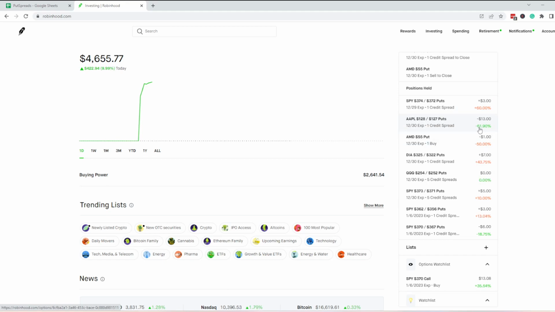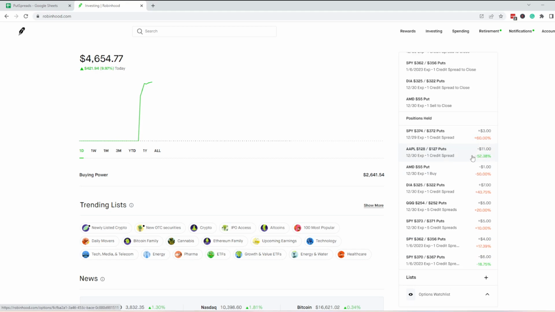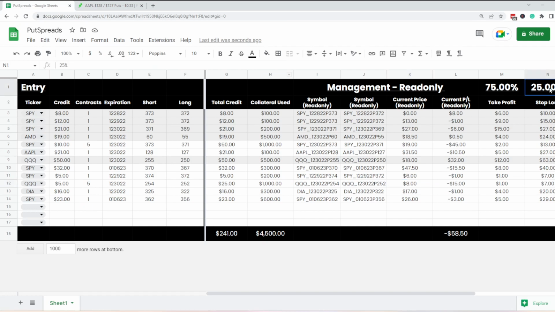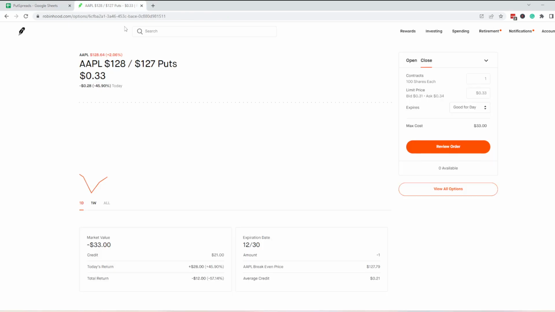Looks like Apple is one of our only losers currently. This one still has some time, but looking to hopefully get out of this position. I'm trying to get down to 25% loss because that was kind of like the goal for this challenge. Limit my losses to 25% of the credit and try to take profit between 50 and 75%. So Apple needs to get down to 27, and it currently is at 33.